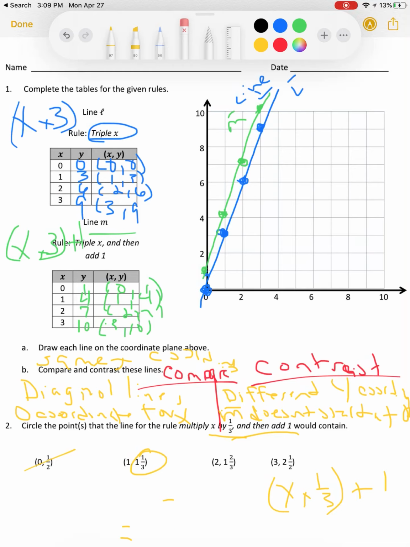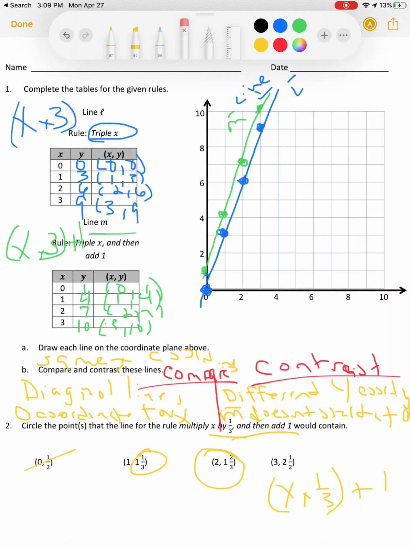Okay. Here we go. Let's go to the next one. When x is 2, y should be 1 2/3. So let's calculate to find out. We're going to replace x with 2 times 1/3 plus 1. So you put the 2 over the 1. Numerator times numerator. 2 times 1 equals 2. 1 times 3 equals 3. That's 2/3 plus 1 equals 1 2/3. Is that what they have here? Yes. So we know that that is one correct coordinate pair for that particular rule.